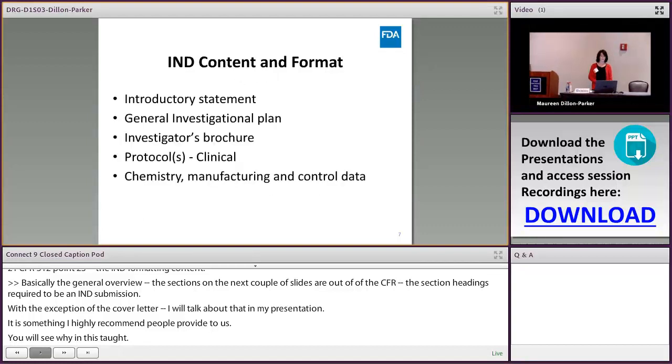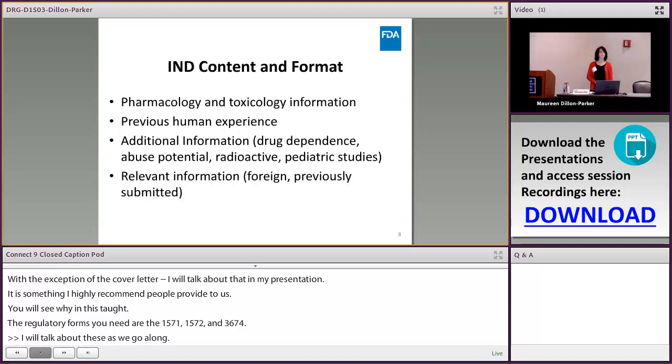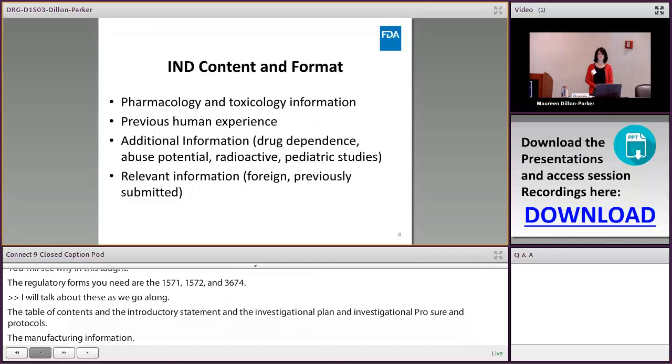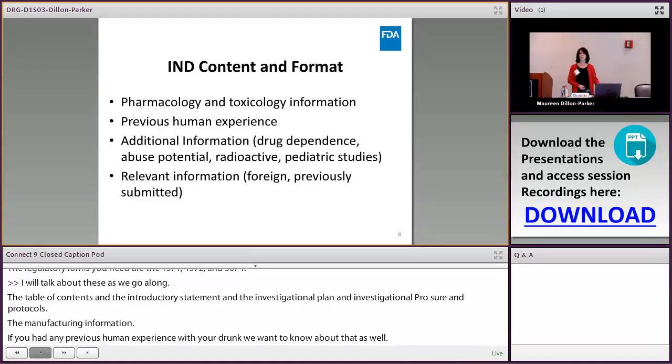Table of contents, introductory statement, general investigational plan, your investigator's brochure, your clinical protocols, chemistry, manufacturing, and controls information, pharmacology and toxicology information. If you had any previous human experience with your drug, we'd want to know about that as well. And then any additional information that's going to be supportive for your application, and relevant information if the drug's approved overseas and you have labeling or any foreign history on it, you're going to want to provide that to us as well.